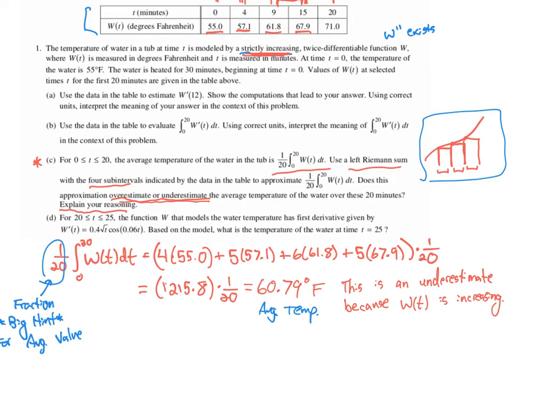If we were using a right Riemann sum instead, imagine what the rectangles would look like. They would go all the way up and then go over like this. So if this were a right Riemann sum with an increasing function, we would have an overestimate. So that's how we handle that.